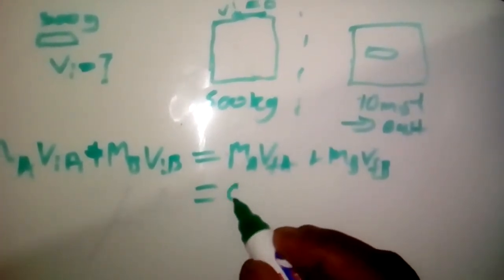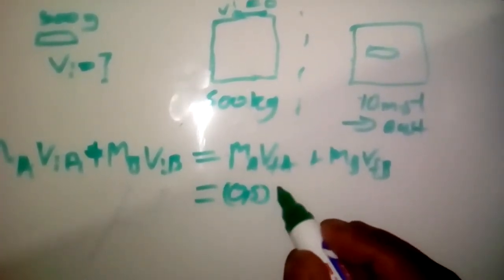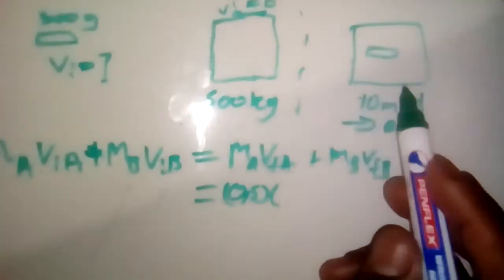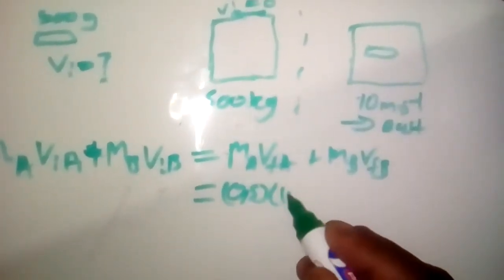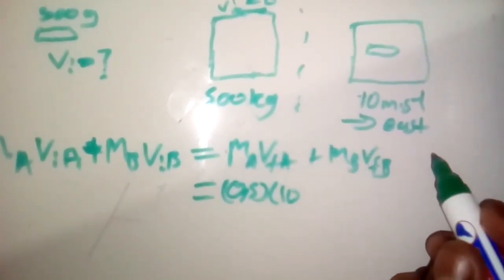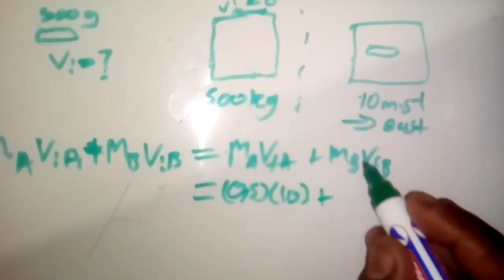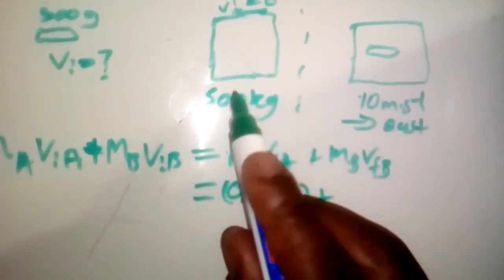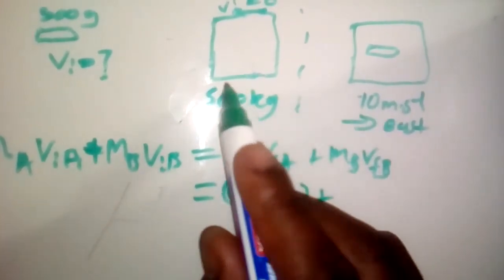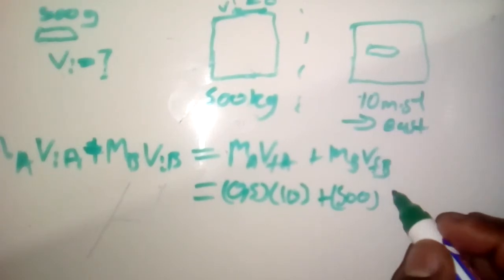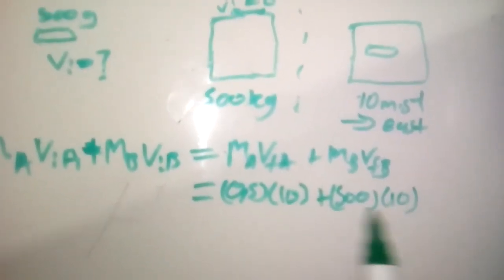So you can still say the mass is 0.5 kgs times the velocity. The velocity is 10, they're both moving at that velocity since they're combined. You can say it's 10, and let's choose right as positive. So this will be positive, plus the mass of the block, which is still 500 kgs, and then the velocity of it is still 10. So you can do this.